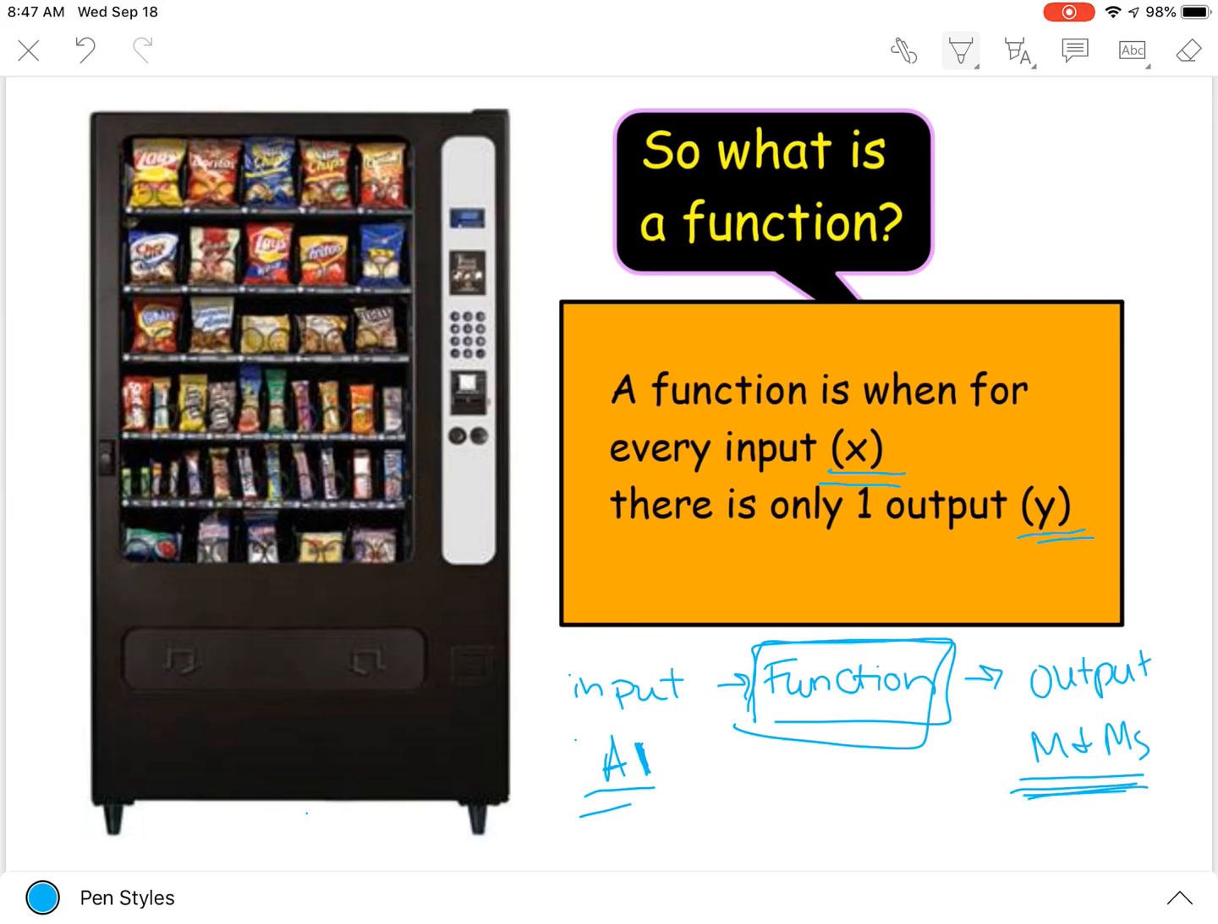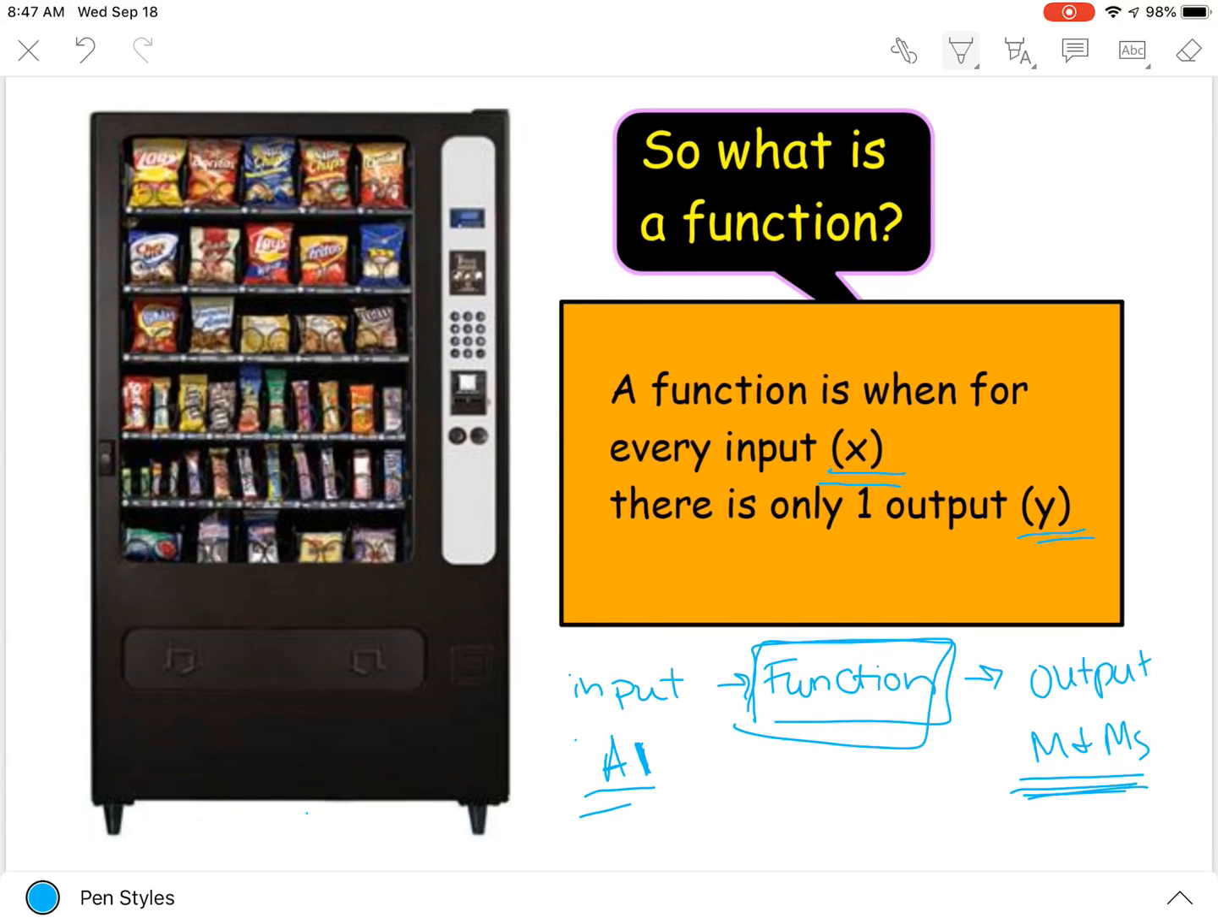So our vending machine is a really good example of a function. For example, if you type A1 in, you're going to get M&Ms every single time. So that's our input X having one and only one output Y. If you type in A1, you will never get Starburst, because that's not how your vending machine works. That would not be a function.